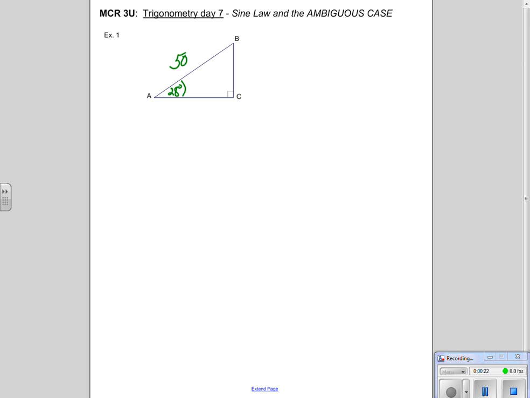So I'm just going to use SOHCAHTOA for a moment to consider the side BC. In a right angle triangle, I would look at opposite over hypotenuse. So I would set up my ratio. Sine of 28 degrees is BC over 50. BC is 50 sine 28. BC is 23.5.